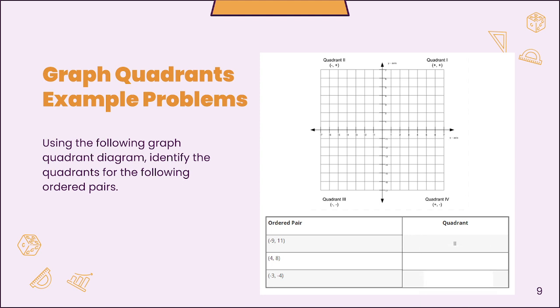And the second one, 4 and 8. 4 on the x-axis is on the right side, and 8 on the y goes upward, so it is in quadrant 1. And the third one, which is negative 3 and negative 4, both negative, is located in quadrant 3.